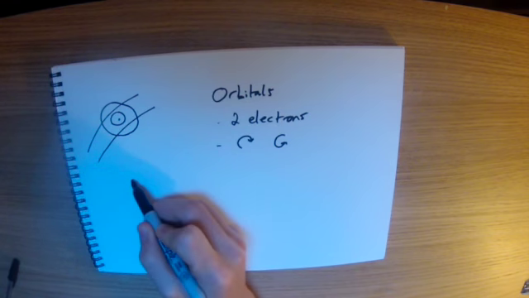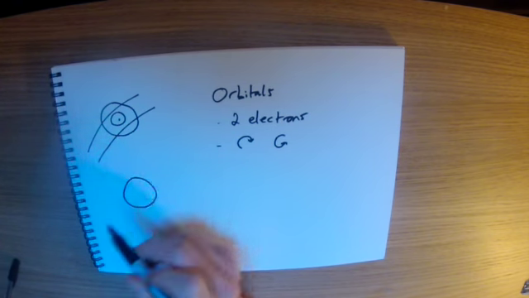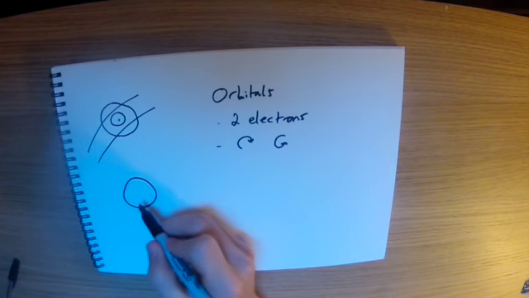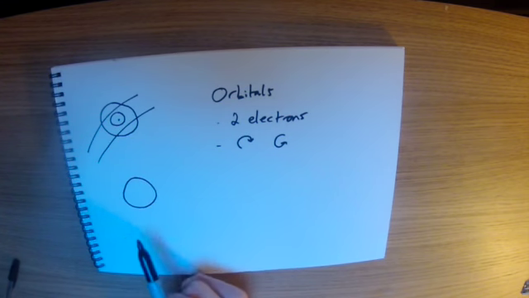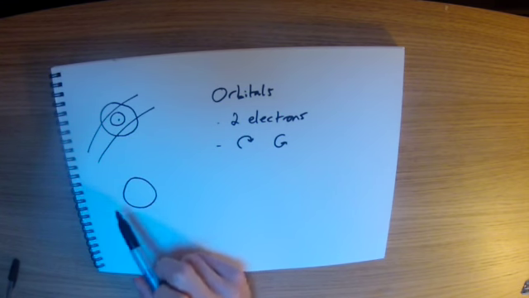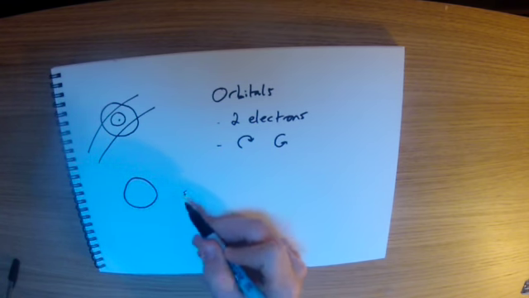These include the S orbital, which is just round, but remember, it's an orbital, it's not a shell. So this is the S orbital, and this line here is where there's a high probability of finding an electron. It's just spherical here. And so this is S, an orbital.